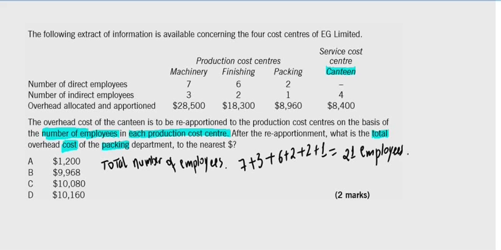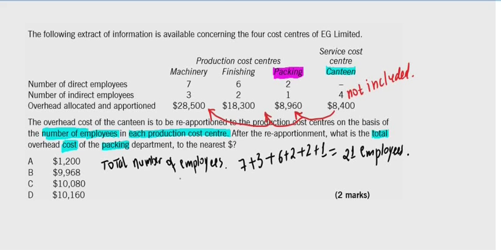I'm not adding the number of employees in canteen because we're about to reapportion the overhead cost of canteen, which is $8,400. That's why these four indirect employees are not included. So we have to reapportion this to this one, and this one as well. And after that, we have to find the total for packing department.